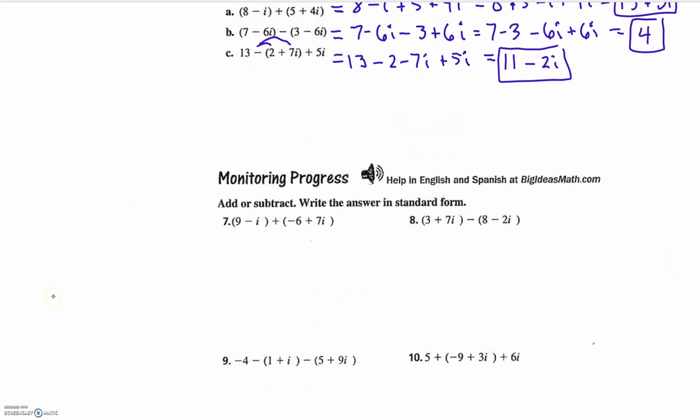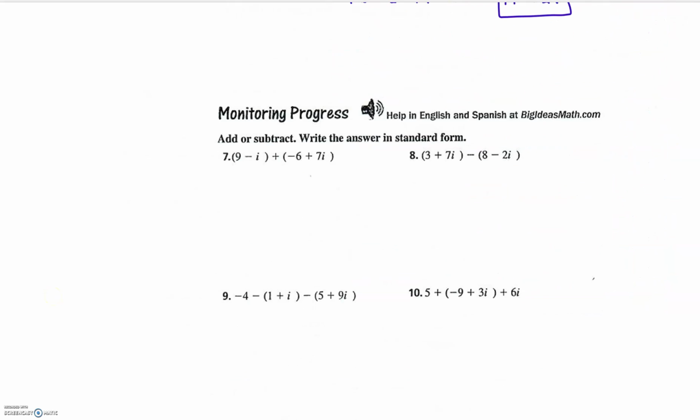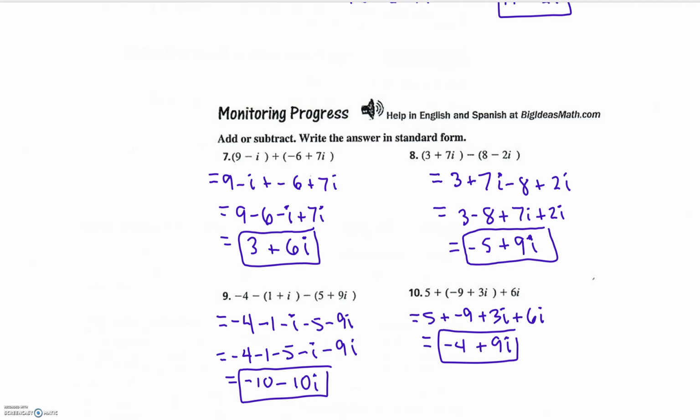Okay, go ahead and pause the video. You can work on the monitoring progress problems and see how you do. All right, check your answers and see how you did with the monitoring progress problems. And that is the end of video number 2 for section 4.6, adding and subtracting complex numbers.